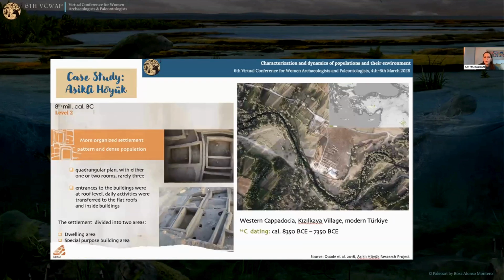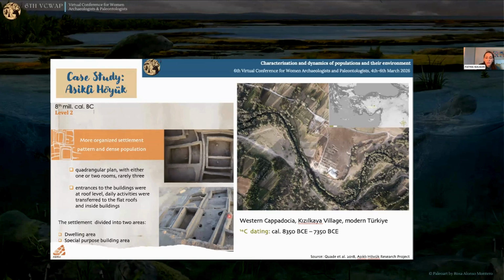As I mentioned before, my case study is Aşıklıhöyük, which is located in central Anatolia in modern Turkey today. Aşıklı is a well-studied Pre-Pottery Neolithic site that experienced long-term continuous occupation, forming a coherent cultural sequence without any major interruptions. The focus of this study is level 2.